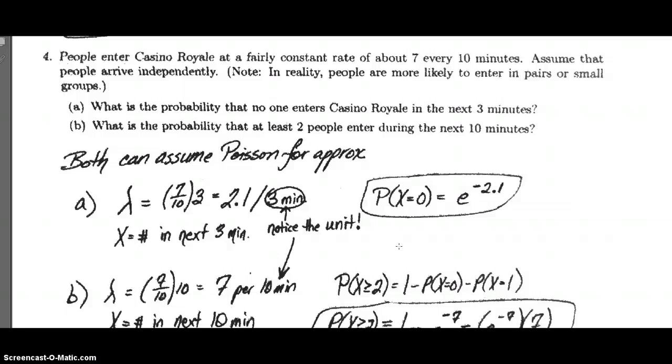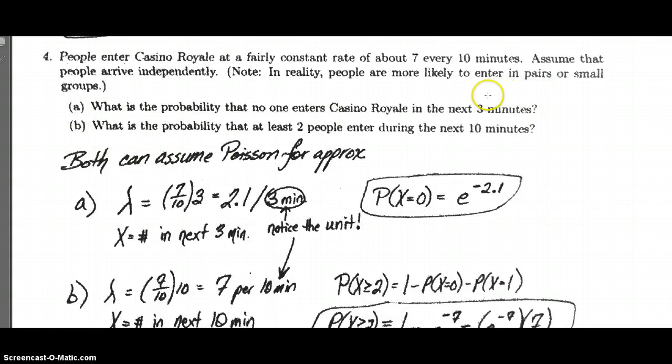Okay, so we have people entering a casino at a fairly constant rate. I did a video on this already for the exercise, but let me just comment quickly. So 7 every 10 minutes, we can break that down into any time period we want. If we broke it down into 1 minute, for example, it would be 0.7 of a person every 1 minute. It's okay if it's not an integer. That's not an issue for determining lambda.